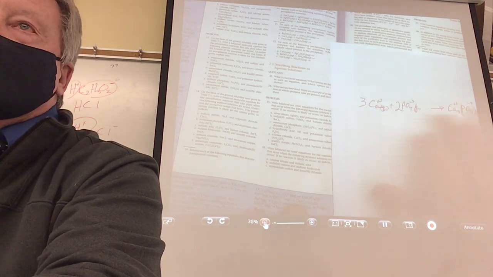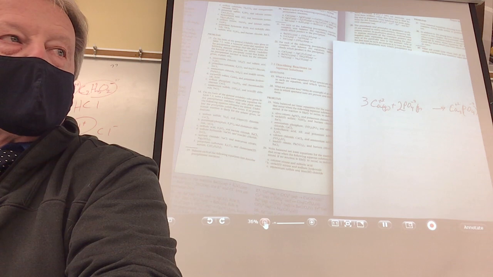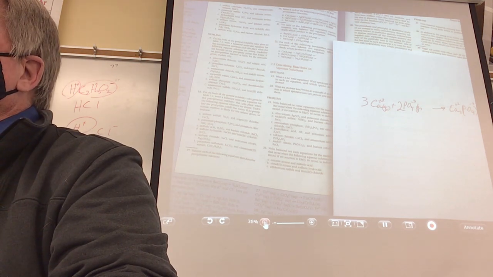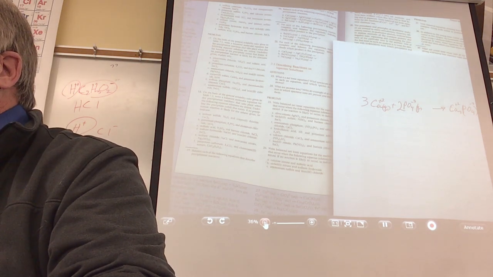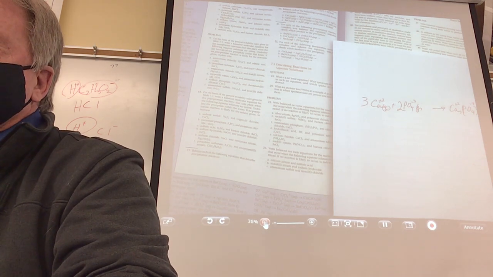Did you see me balance the original equation here? I didn't. I didn't balance the original one. I didn't write out the complete ionic. That's why the shortcut is what you want. So if you want the net ionic equation, that's it.